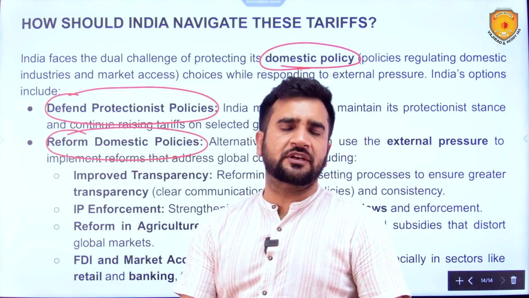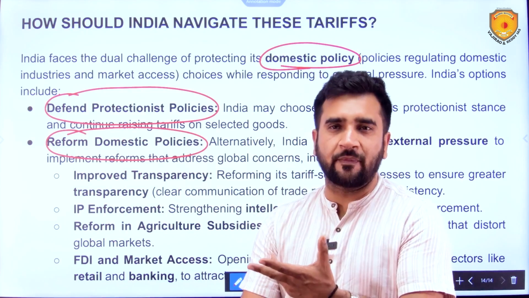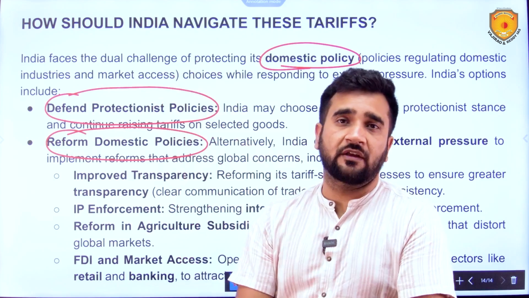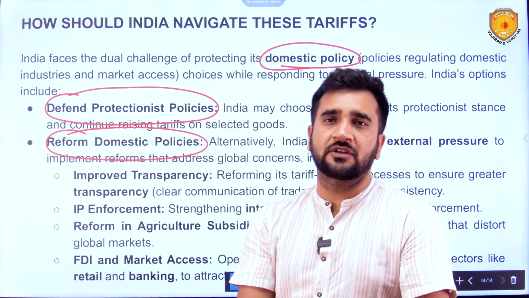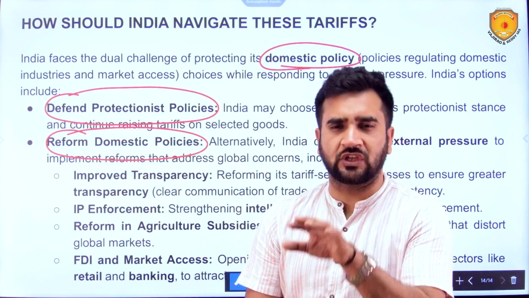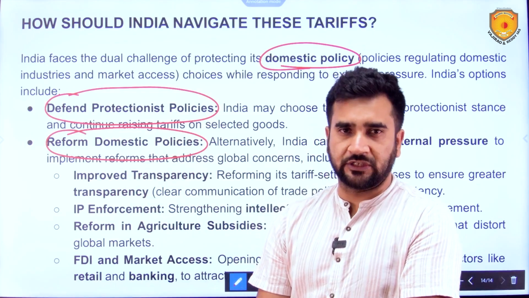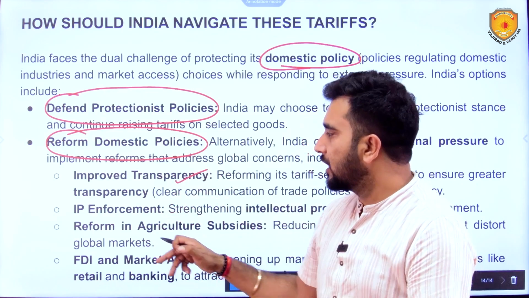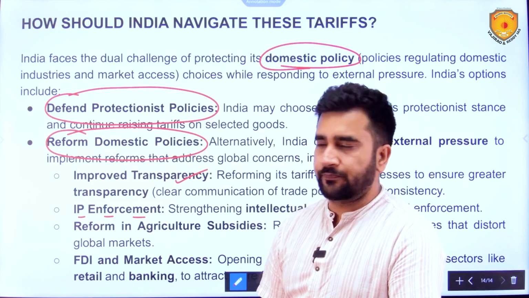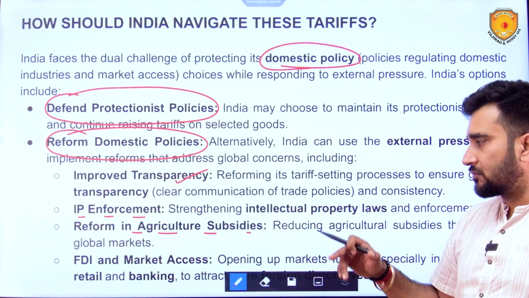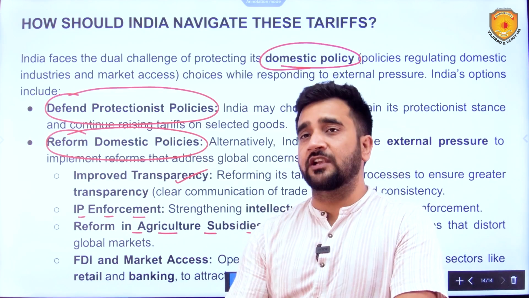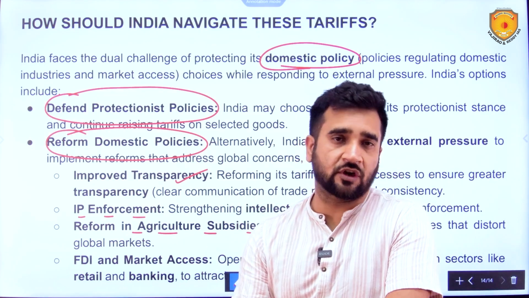Wherever possible, reduce the tariffs, enhance your productive capabilities, Make in India, so that the demand for your products increases worldwide. In India also, the demand for your products increases. So if your products are better than the global products, automatically the demand for your products in India and in the world will increase. Improve transparency, intellectual property enforcement. Wherever possible, reform the intellectual property rights. Reform in agricultural subsidies. Reduce agricultural subsidies that distort global markets. But yes, up to a certain extent only, so that the farmers' interest does not get compromised.